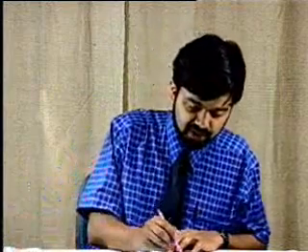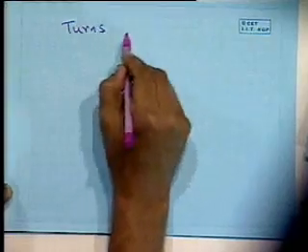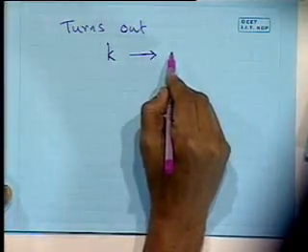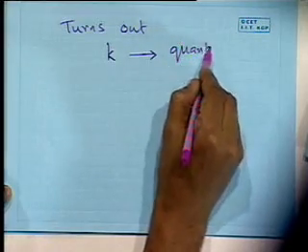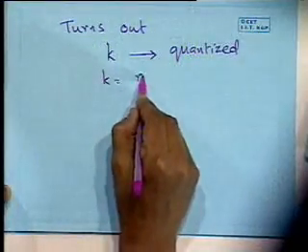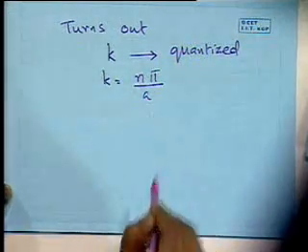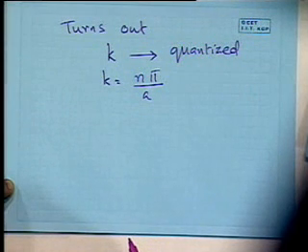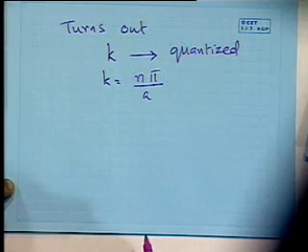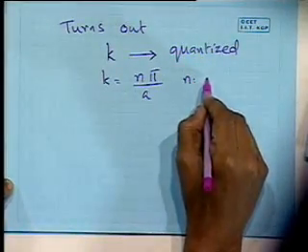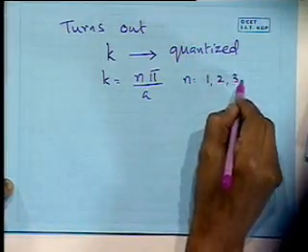It turns out when we look at the solutions that k itself can have only certain values, and we say k is quantized. Quantized means it has only certain allowed values, right? So we will express k as n pi by a. Before I say more, n is an integer: 1, 2, 3, etc.